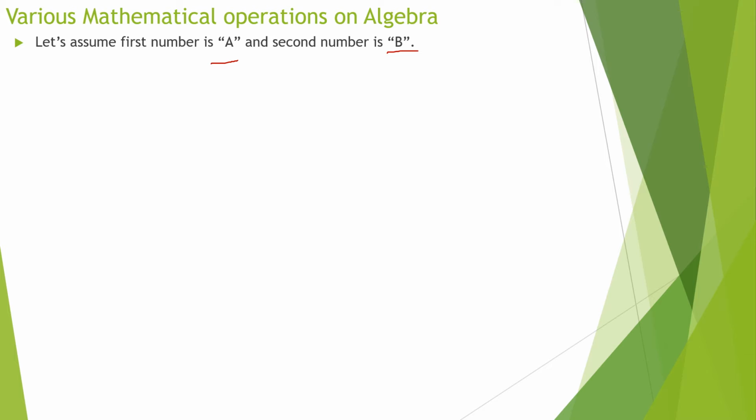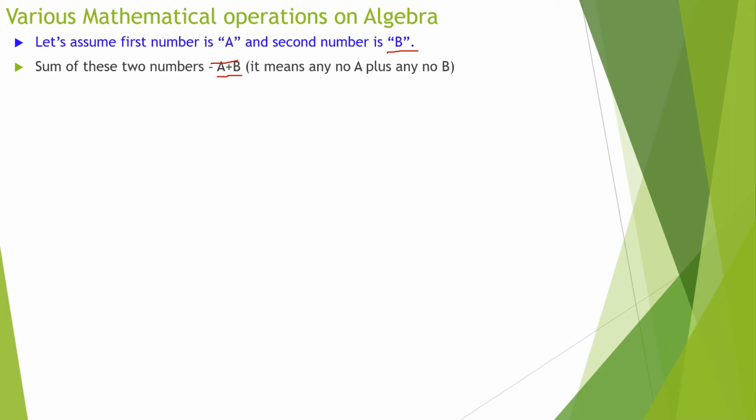But on an algebraic expression on A and B, we will show how to perform these various mathematical operations. We have taken two numbers, the first one is A and the second number is B. If you want to add these two numbers A and B, how can we write it? A plus B. So what does it mean? It means any number A plus any number B.